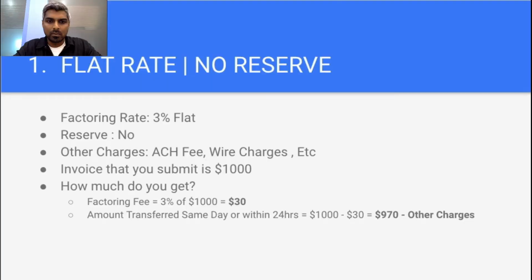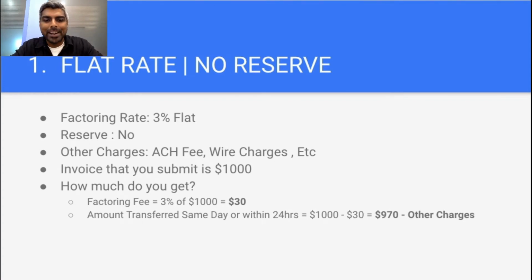So now what I'm going to do is give you some examples with some numbers to help you understand a flat rate, a variable fee, and the reserve part of it. So let's look at some examples to get a better understanding. All right, so example one. Let's assume your factoring program is a flat rate program and there are no reserves.